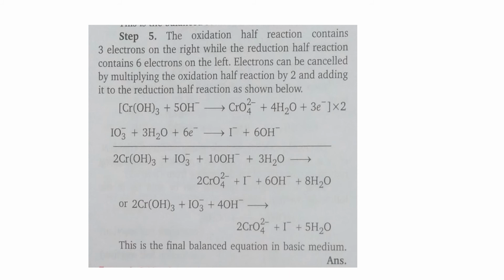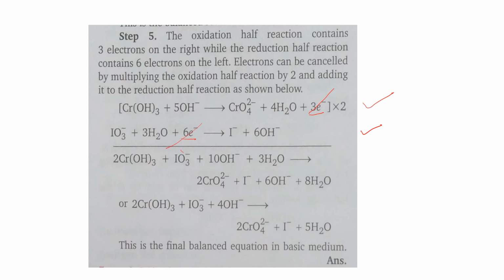This is your oxidation half reaction. This is your reduction half reaction. Now you can see that the electrons are not equal. This is 3 electrons and here it is 6 electrons. So the first equation has to be multiplied by 2 for equalizing the electrons. As you are multiplying the first reaction with 2, that means electrons and electrons get cancelled. Now what I am getting, 2 will be multiplied with all.